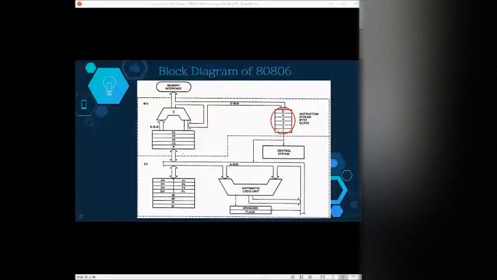Diba we have here rectangles? How many? 6. Very good. Because the instruction queue is used to prefetch and store a maximum of 6 bytes of instruction code from the memory. You get the data here and you store it here up to 6. Okay?